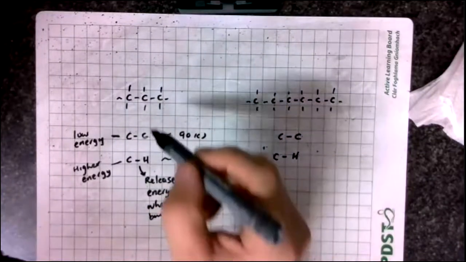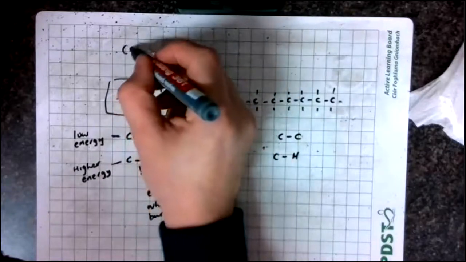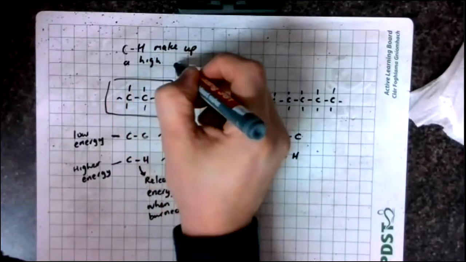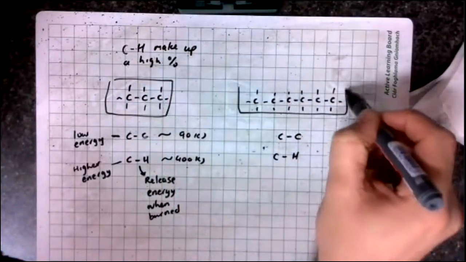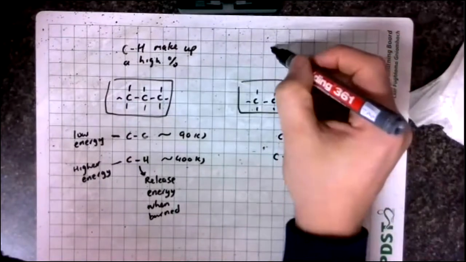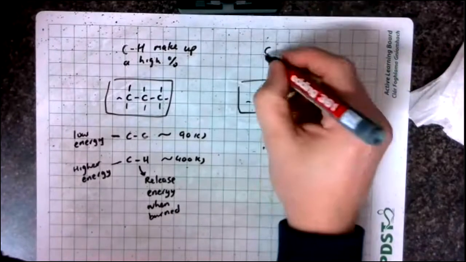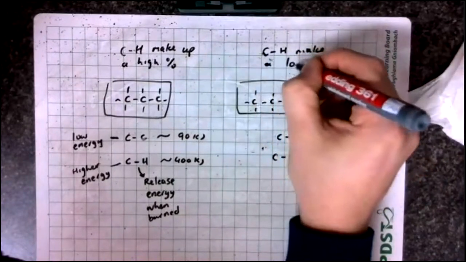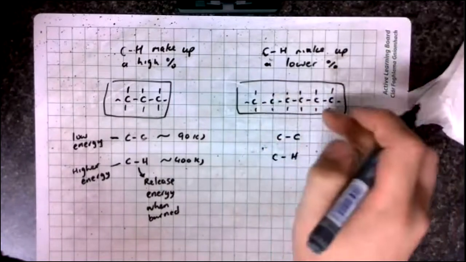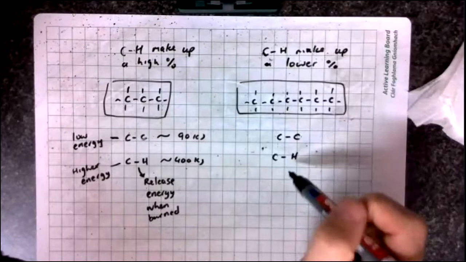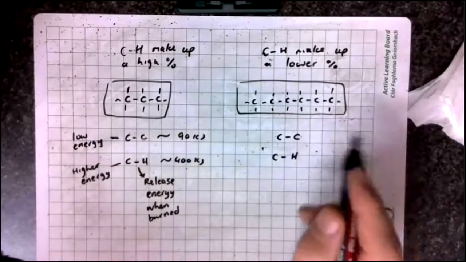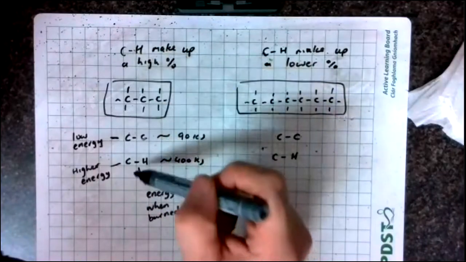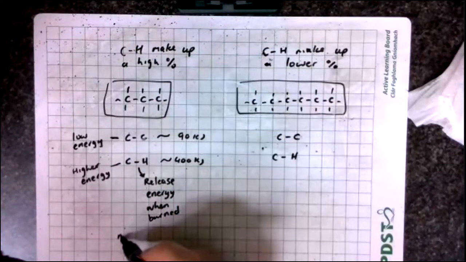So as a percentage of this molecule, the C-Hs make up a higher percentage. Whereas here, the ratio of C-C to C-Hs, the C-Hs make up a lower percentage here, because there are many more C-C bonds. So you're really desiring to have much more C-H bonds. Sorry, I know this is a little bit complicated. I'm trying to explain it as simply as I can. But the idea here is, because the shorter chains have a higher proportion of C-H bonds to C-C bonds, this makes them more flammable.